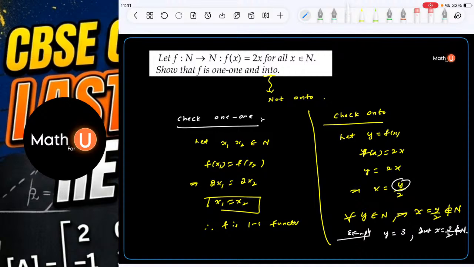What is the meaning of this? For y equal to 3, there does not exist a pre-image, nothing but an x value. There is no x value for y equal to 3. Therefore the function is not onto. Therefore f is not onto. If the function is not onto, that is nothing but the function is an into function. Like this you should prove.